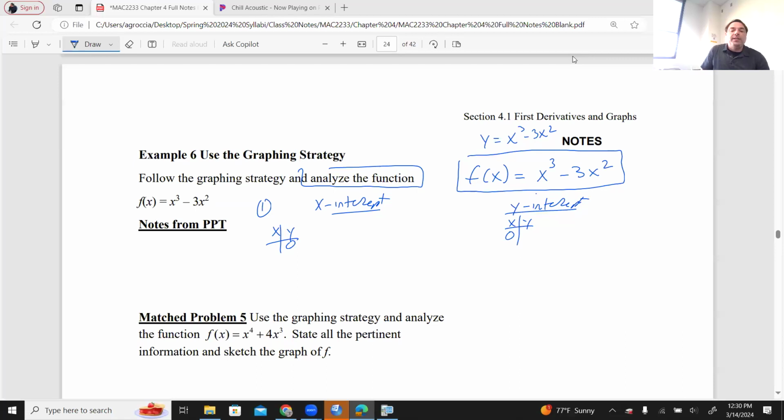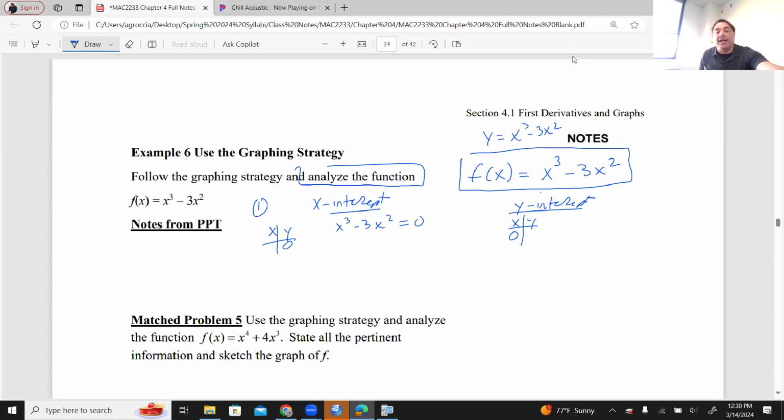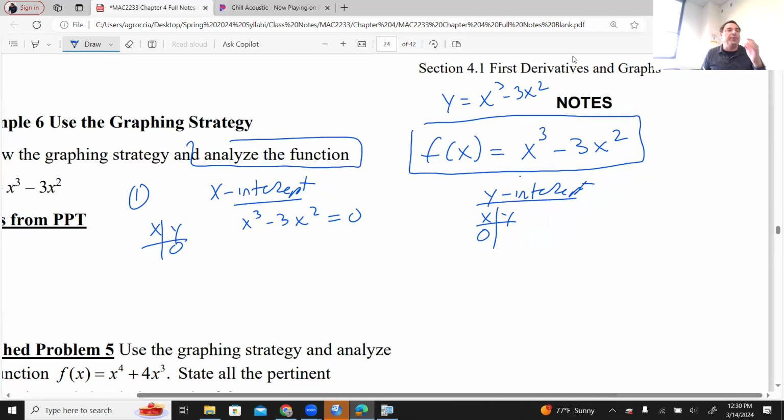So for this one, how do you find an x-intercept? Well, you make y 0. So this would be x cubed minus 3x squared equals 0. And if you're like, I don't know what to do, I don't know my algebra, that's going to be your problem, right? Here you can factor out an x squared, which leaves you with x minus 3. So you have x squared equals 0, x minus 3 equals 0. You get x equals 0.